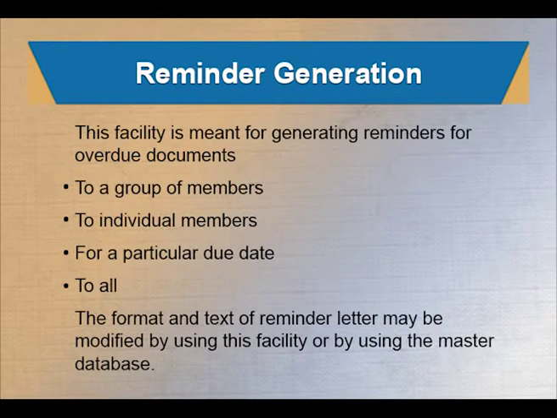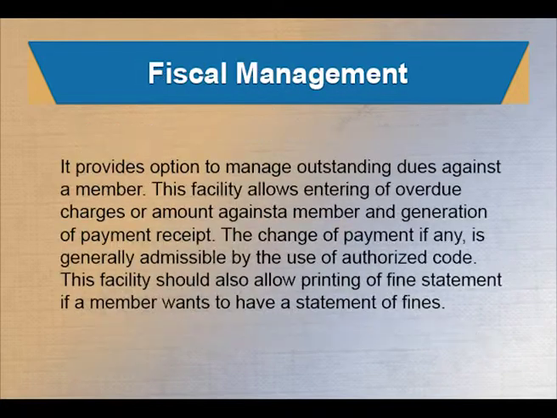So, reminder generation is a very important function of circulation function for any library. And next comes the fiscal management. So, fiscal management is basically the activities related to manage outstanding dues against a member. This facility allows entering of overdue charges or amount against a member and generation of payment receipts.